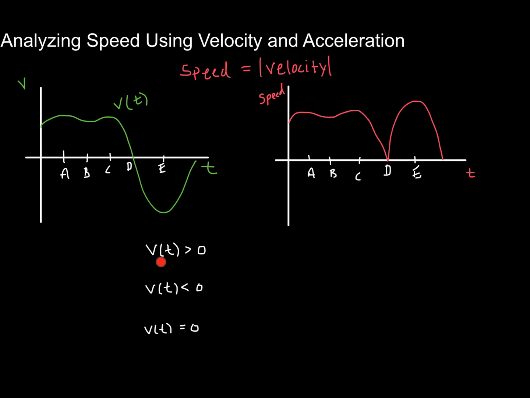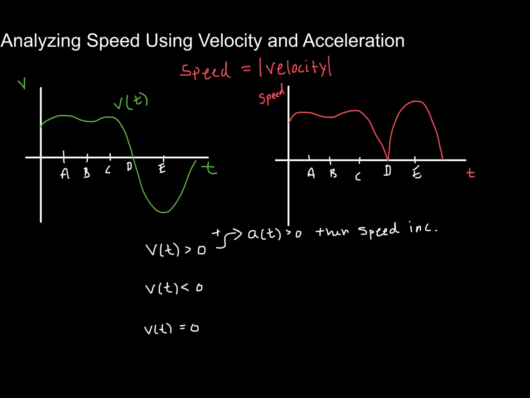So we'll start with the velocity being greater than zero, which means you're traveling to the right. What type of an acceleration would cause your speed to be increasing? Well, if you're traveling to the right and you want to be traveling to the right faster, then the acceleration needs to make your velocity even more positive. In other words, you need a positive acceleration. So if velocity is positive and the acceleration is positive, then speed is increasing.